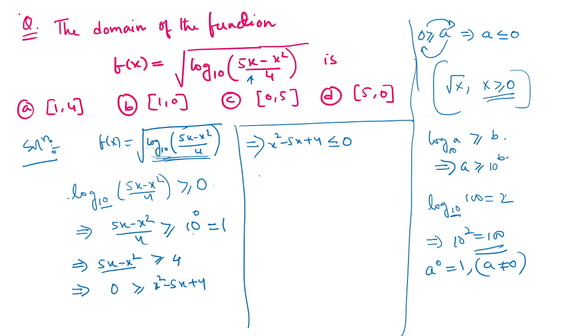Right. Now solve this. This is a quadratic equation. Put in product 4, addition 5. So what are the roots? Roots are 4 and 1. So this will be x minus.